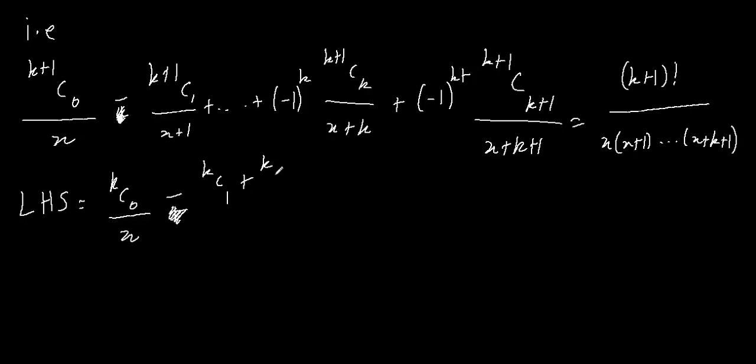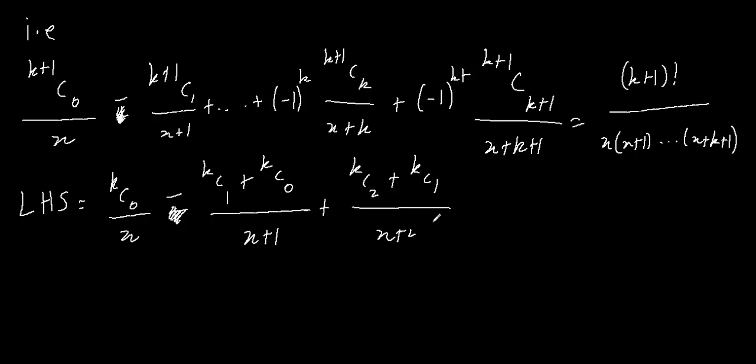Okay, k c0. Now instead of r minus 1, that's 1 minus 1, which is 0, all over x plus 1. Plus, I'm going to do the next few terms so you see a pattern: k c2 plus k c1 all over x plus 2, minus k c3 plus k c2 over x plus 3, and so on. Plus, I'm going to skip to this one. There's 1 there anyway. Minus 1, k plus 1.